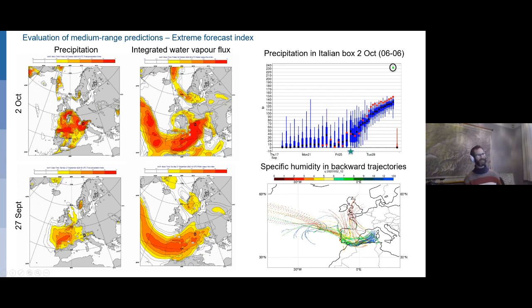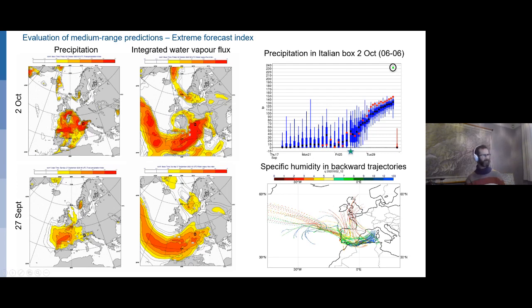And I also included here the Extreme Forecast Index for the integrated water vapor flux, which indicates the transport of water vapor. And we see that we had a very strong moisture transport onto the Alps on this day.